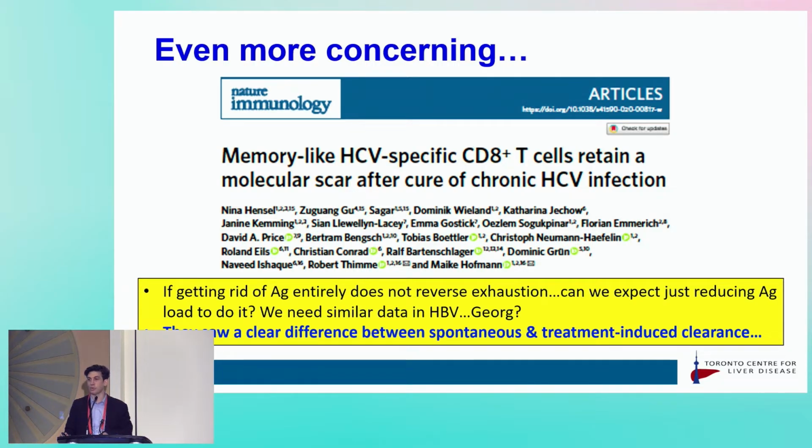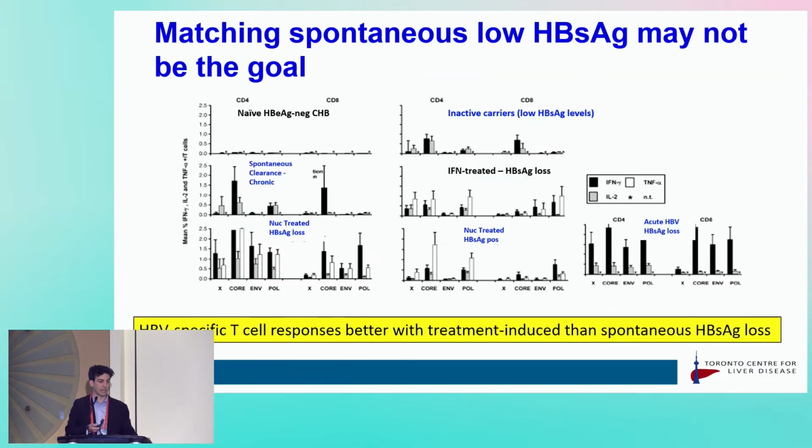If that's all we can do when you take away antigen, can we really hope to do that by just lowering antigen levels? And Georg's going to talk about what a functionally cured T cell looks like this afternoon, so hopefully that will shed some light on this. But I think it's also important that in this, you did see a very clear difference between spontaneous clearance and treatment-induced clearance. So maybe our goal, rather than low S level, should be really more trying to mimic acute spontaneous clearance, where we know that you have very good, robust clearance and a durable protection.